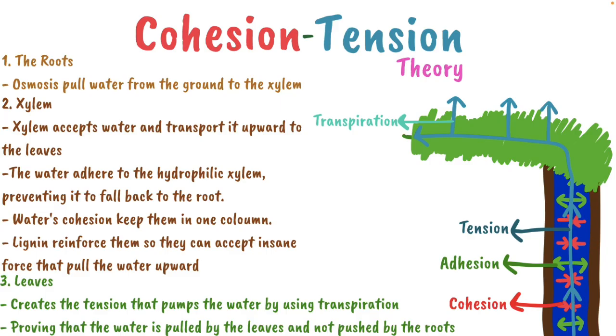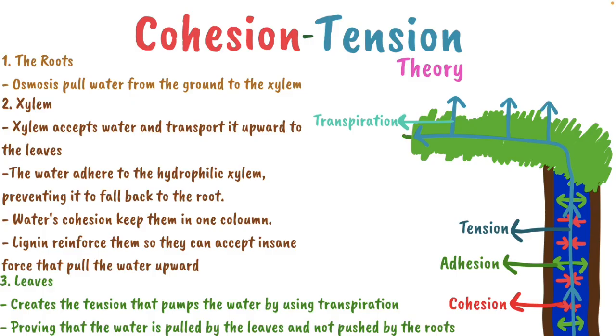Now, the water adheres to the hydrophilic xylem, preventing it from falling back down to the root. And the water's cohesion keeps it in one column. This is the role of cohesion and adhesion. And lignin reinforces the xylem so it can withstand the force that pulls the water upward.